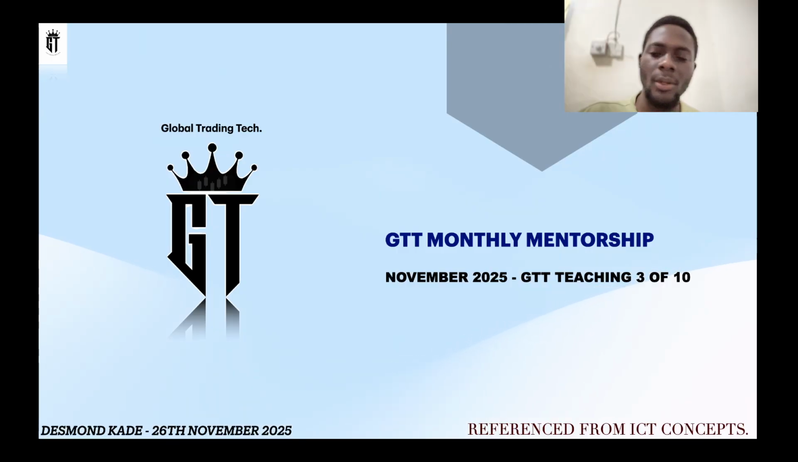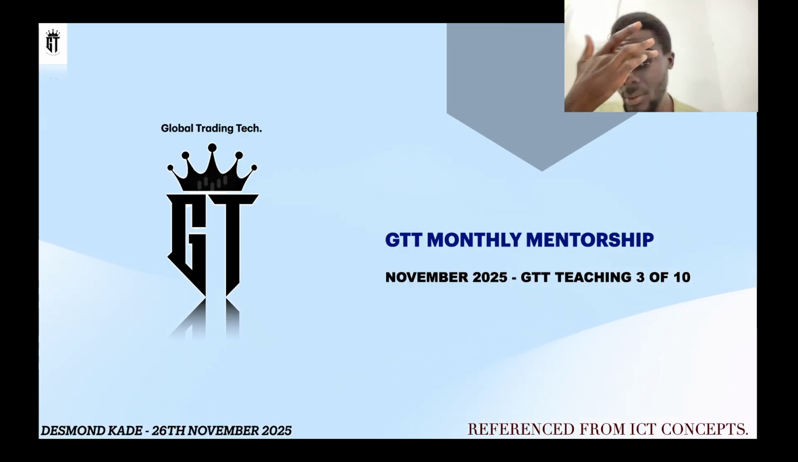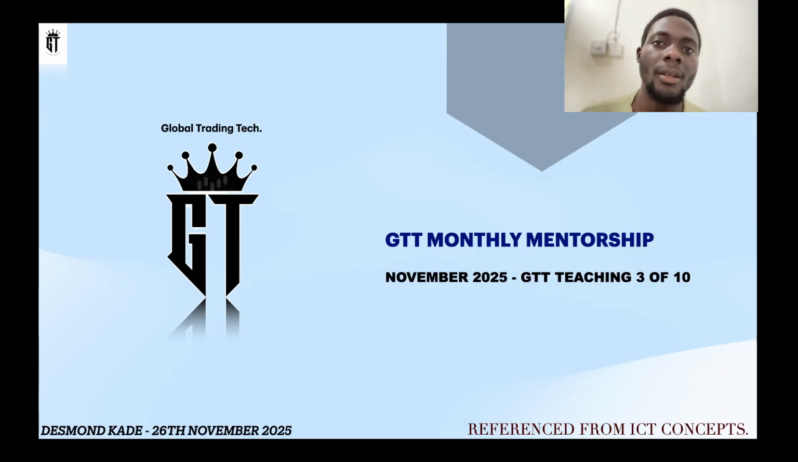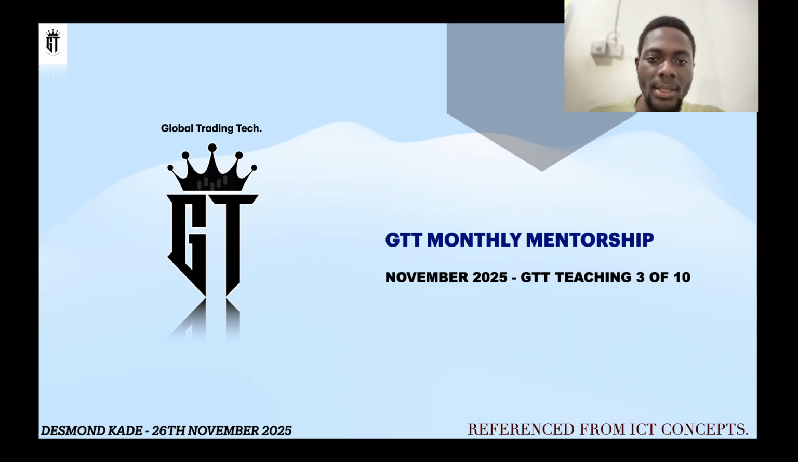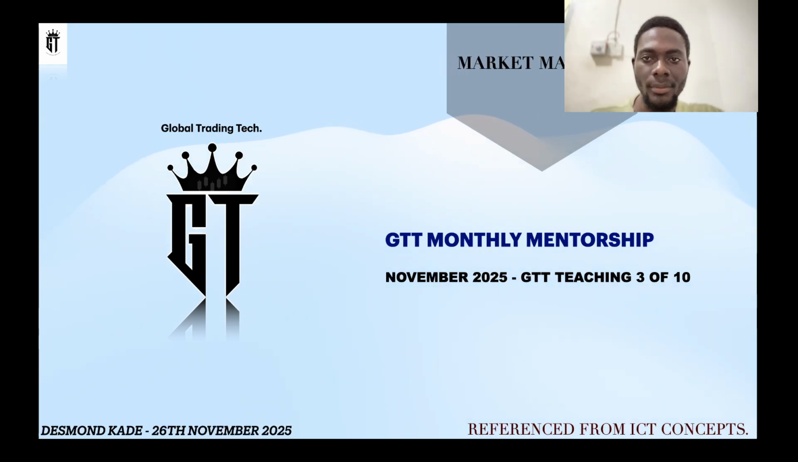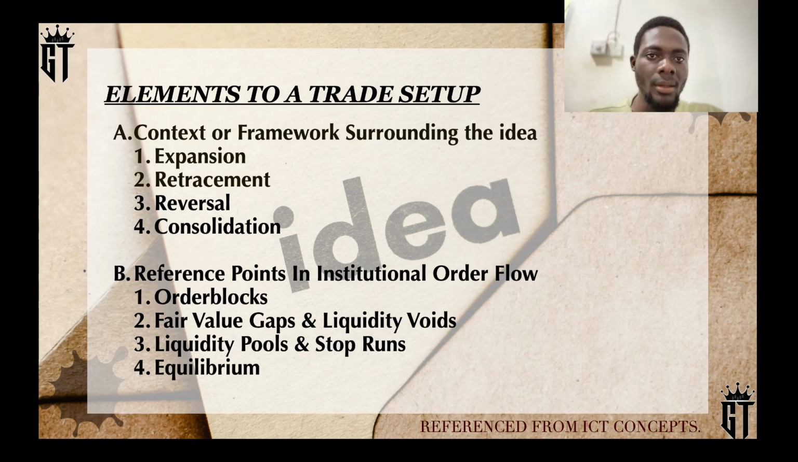Okay. So this is month 2, teaching number 3, and the second month will be 10 topics. So this is the third one out of 10. Let's get straight into it without wasting time. We are going to be talking about elements to a trade setup, and the way we are going to be viewing the markets from now on is going to be based on these two things, A and B.